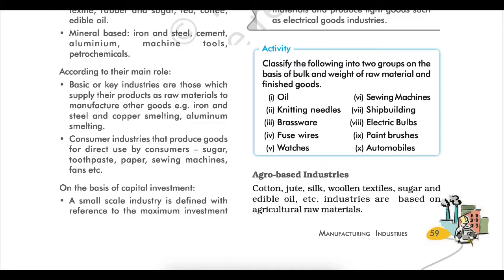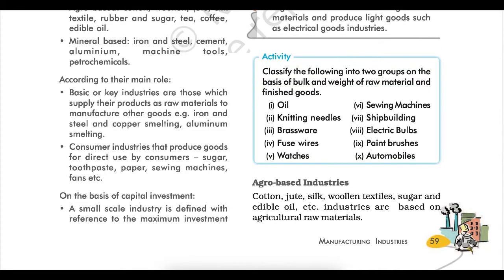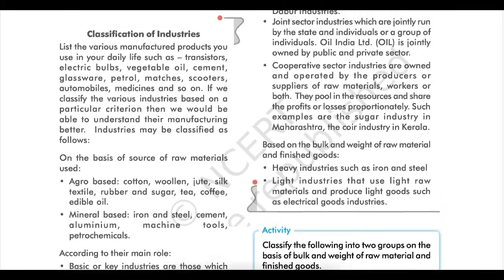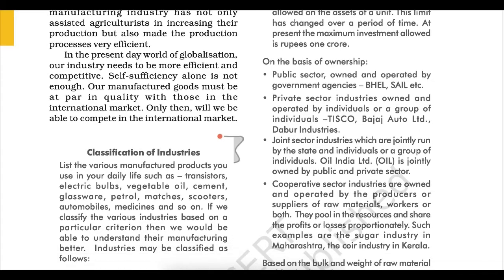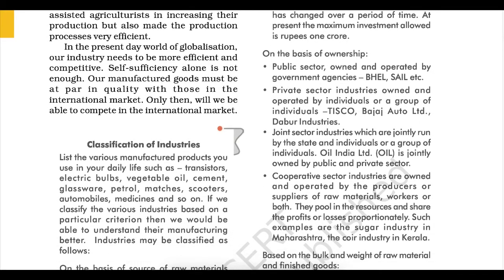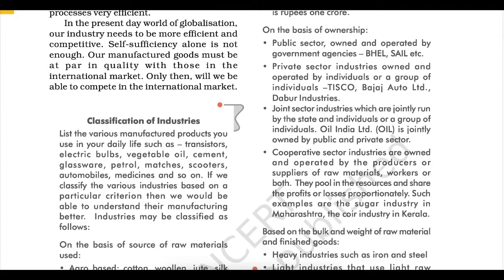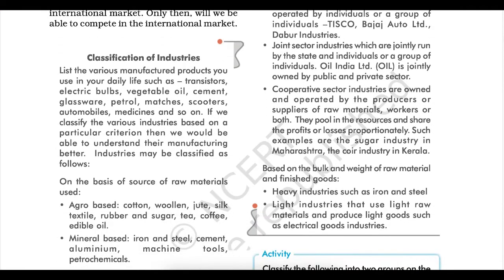On the basis of capital investment, a small scale industry is defined with reference to the maximum investment allowed on the assets of a unit. This limit has changed over a period of time. At present, the maximum investment allowed is rupees 1 crore. On the basis of ownership, public sector industries are owned and operated by government agencies like BHEL, SAIL, etc. Private sector industries are owned and operated by individuals or a group of individuals like TISCO, Bajaj Auto Limited, Dabur Industries. Joint sector industries are jointly run by the state and individuals or a group of individuals.